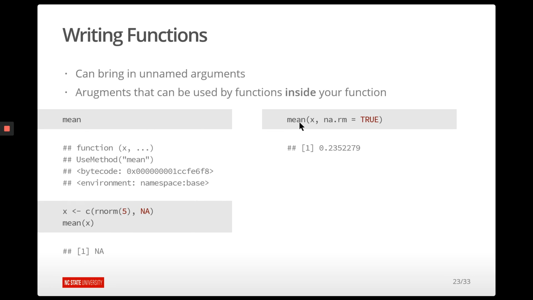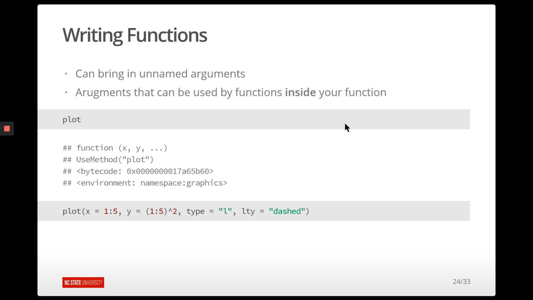Just to give another example of that, here's the mean function that has this argument that you can pass to it, na.rm. By default, that is false. And so if I tried to take the mean of a vector of values, so here's 5 random normal values combined with an NA, the missing value, the mean of x would end up returning NA because it doesn't know how to find the average of something that's missing. But we pass this argument in, and it will drop that NA value and find the mean of the rest of them. And so we might want to add this functionality into our function as well.